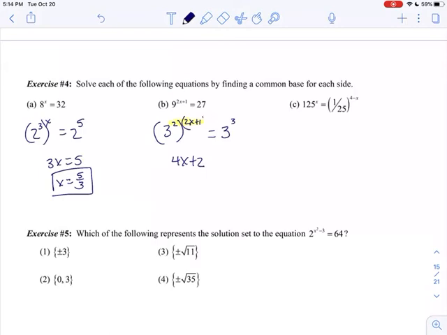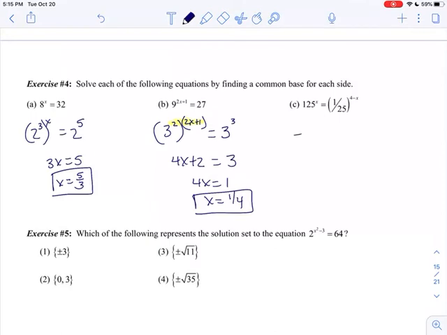And then I need to multiply these. Power to a power, I'm multiplying. So that is 4x plus 2, because that 2 is going to be multiplied by that whole thing, equals, and on the right side I just have 3. So I subtract 2, and x is just 1/4.